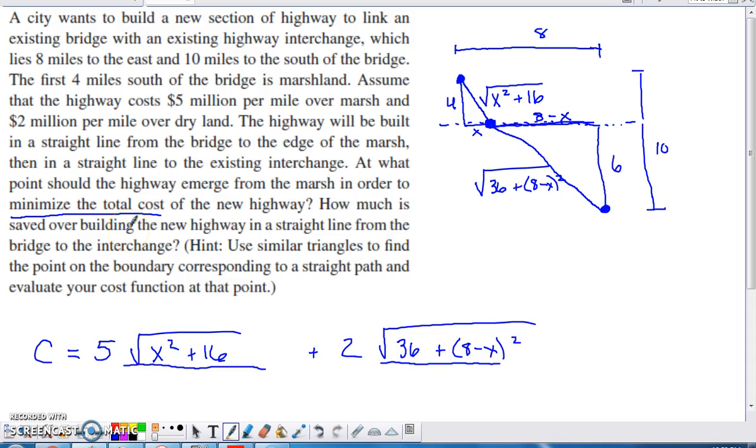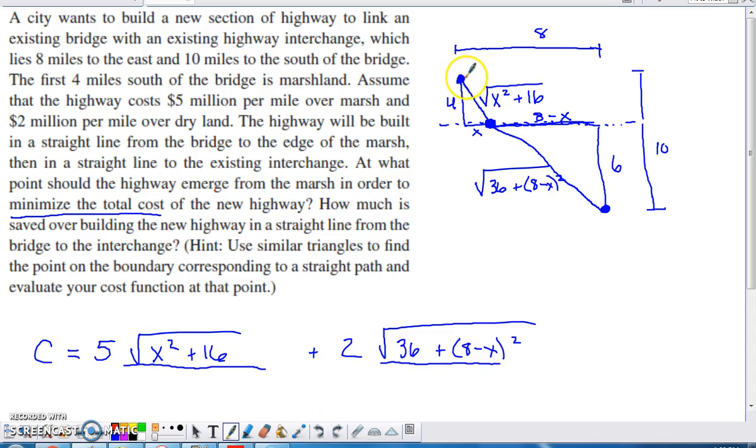And now what we typically try to do is we try to make sure this depends on a single variable. It already does. It only depends on x. We do like to have an interval if we can find one. There's no theoretical interval. The problem doesn't really specify that we have to emerge from the swamp at a point in between the bridge and the interchange. We could, and I'm going to erase this in a second, build back this way and have x be negative and then build the rest of the way to the interchange, but there's no way that's going to minimize cost. We're building on the dry land way longer than we have to. We're also building on the marsh a little bit longer than we necessarily have to. So it's not necessarily going to be that.